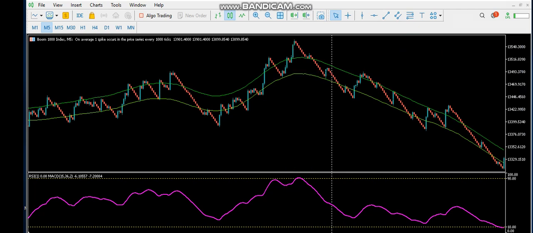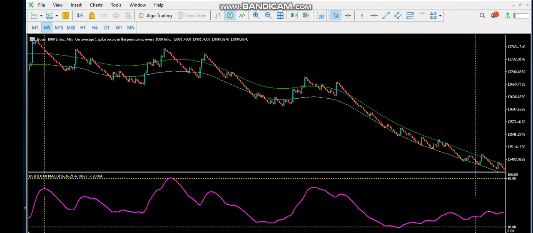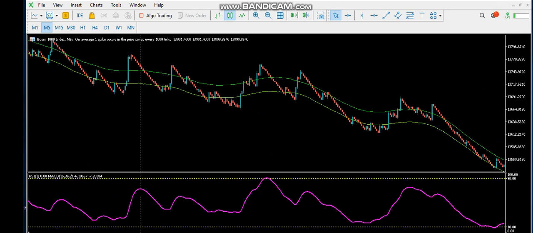So let's go for more examples. Let's backtest and see more. You must ensure it touches your level 90 on Boom and 10 on Crash. Look at this one here and look at it here, and the lower band was met. You see, very easy.